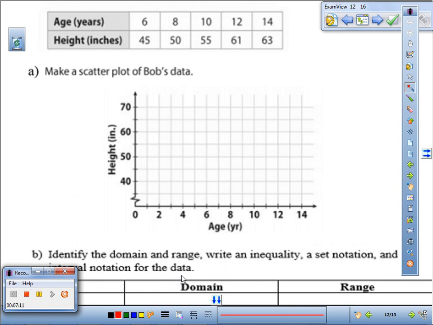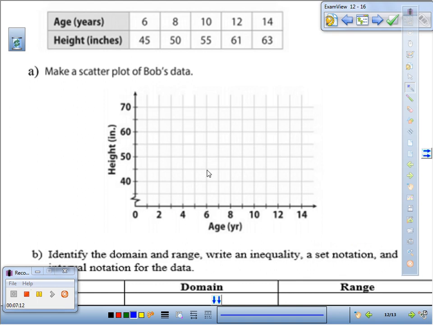All right, so let me plot the points as you're finishing up. Age 6, 45 inches. 6, 45 inches is about right there. 8 years old, 50 inches. 8, 50. Bless you. 10 years old, 55. 12 years old, 61. And 14 years old, 63.